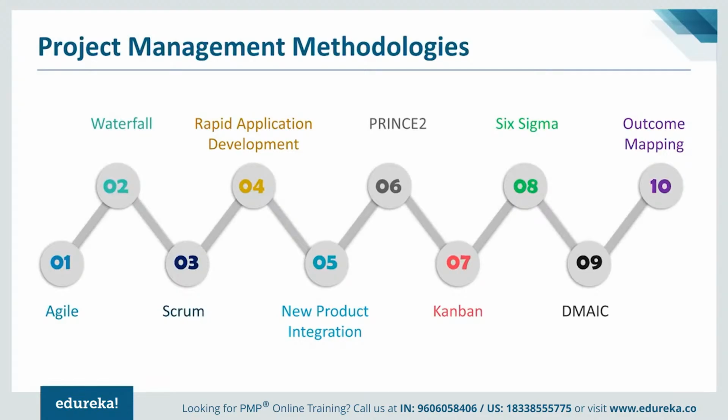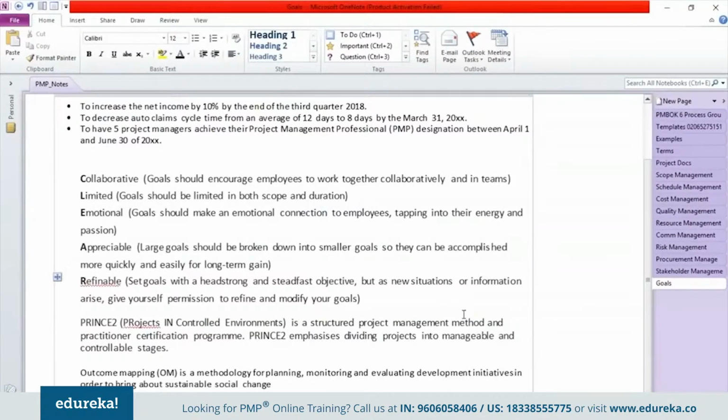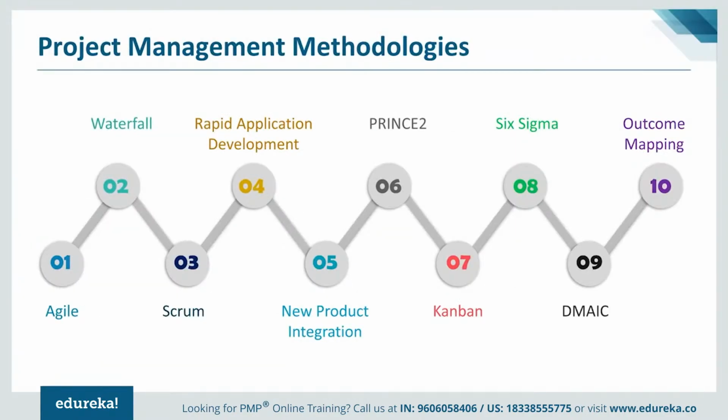And outcome mapping is another one. Outcome mapping focuses more on planning, monitoring, and evaluating, which are important activities, and mainly from the social change point of view, this is where outcome mapping comes into the picture. So these are several of the methodologies available to all of us to use, and of course each one has its own advantages and disadvantages.